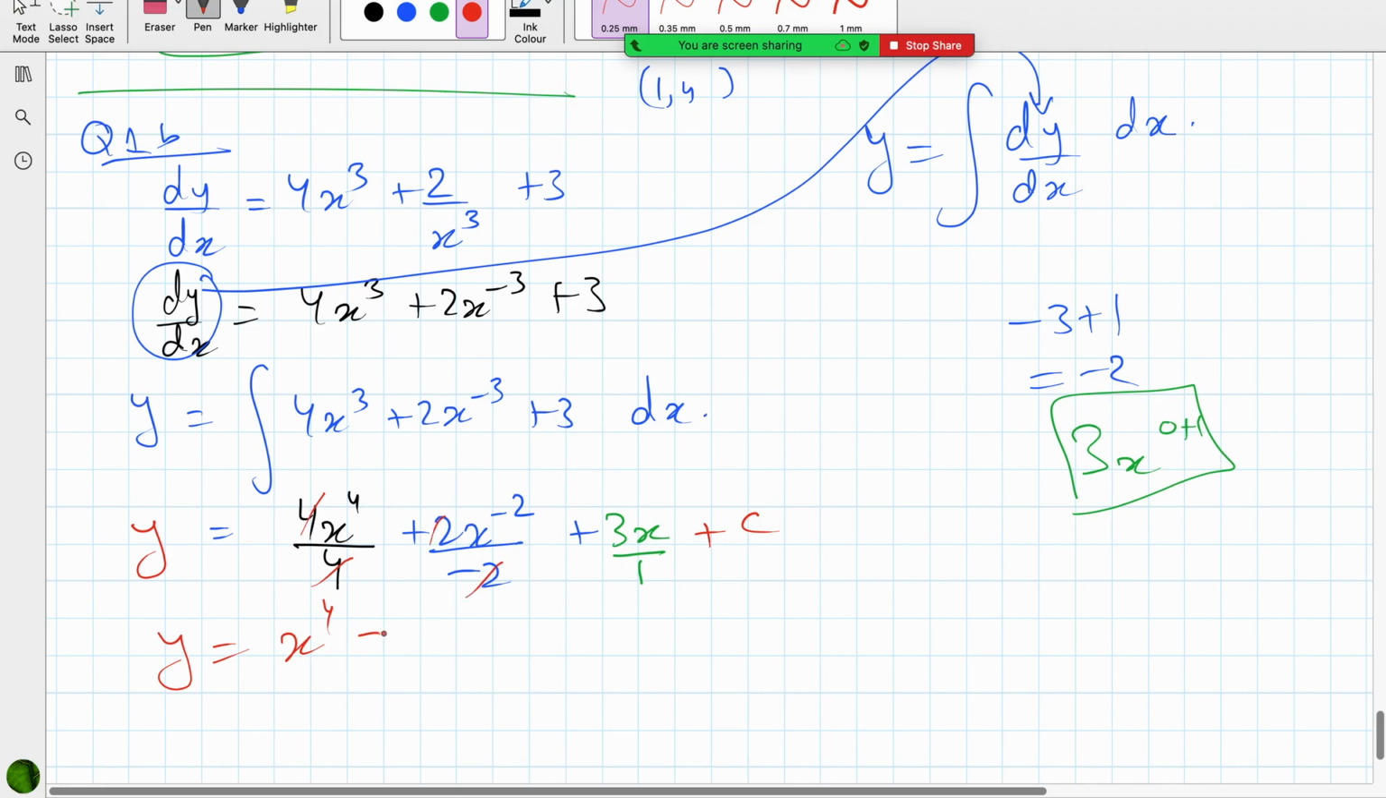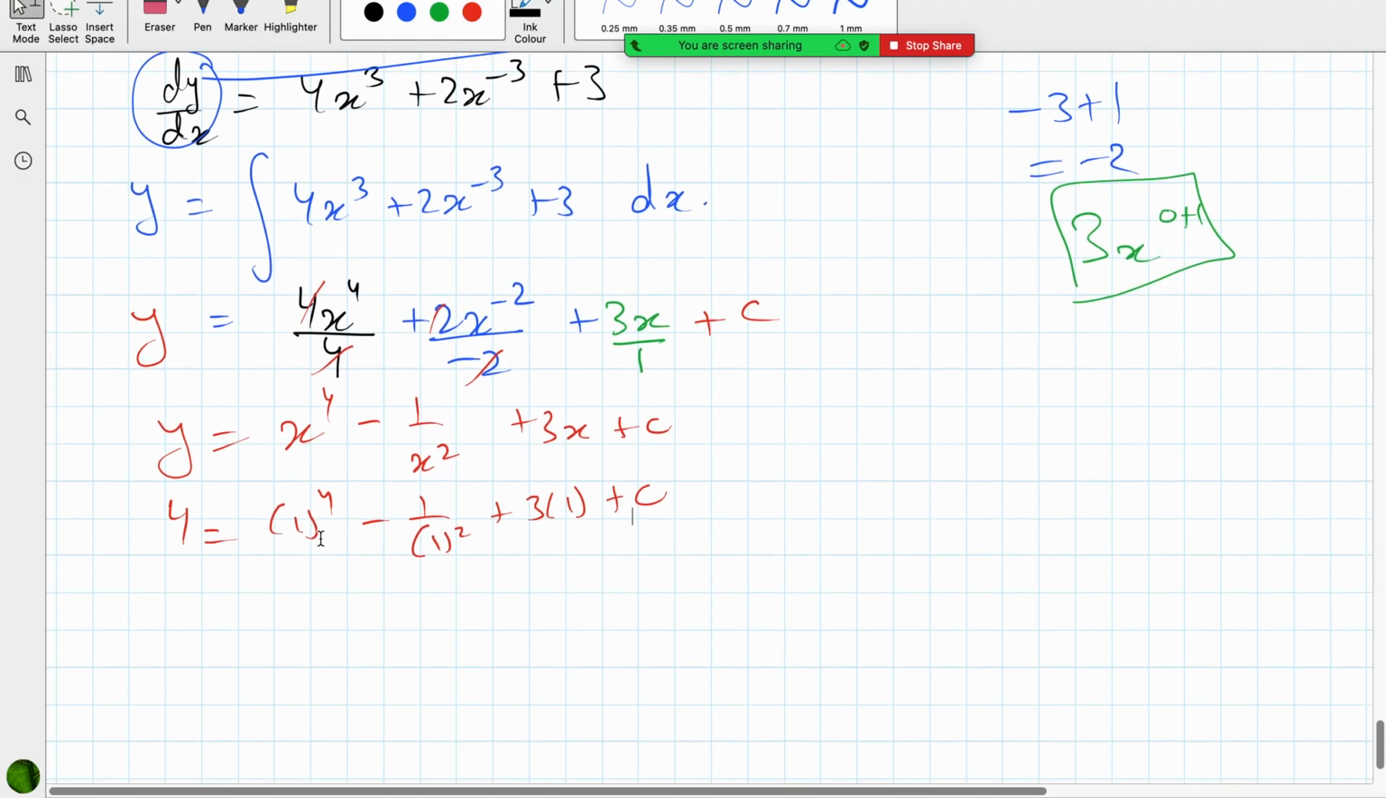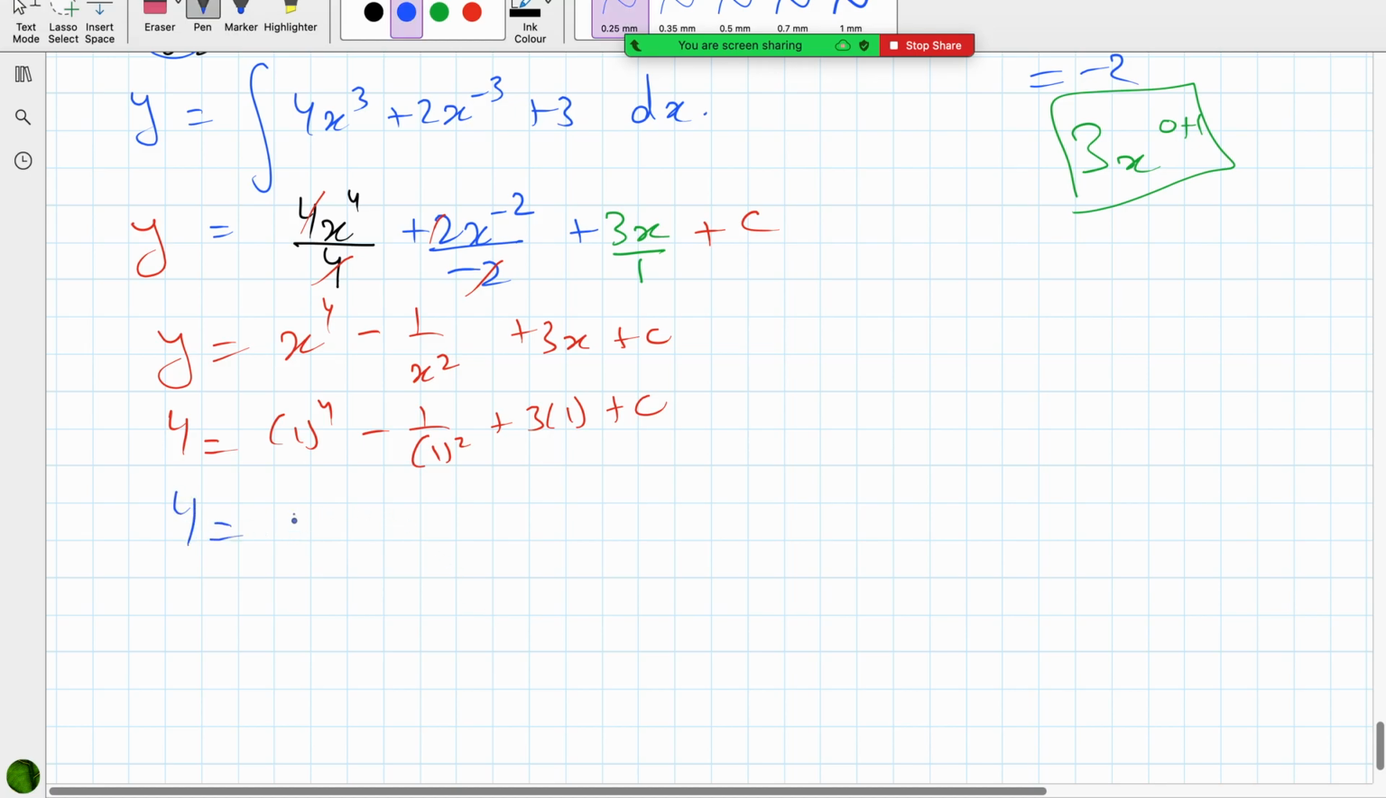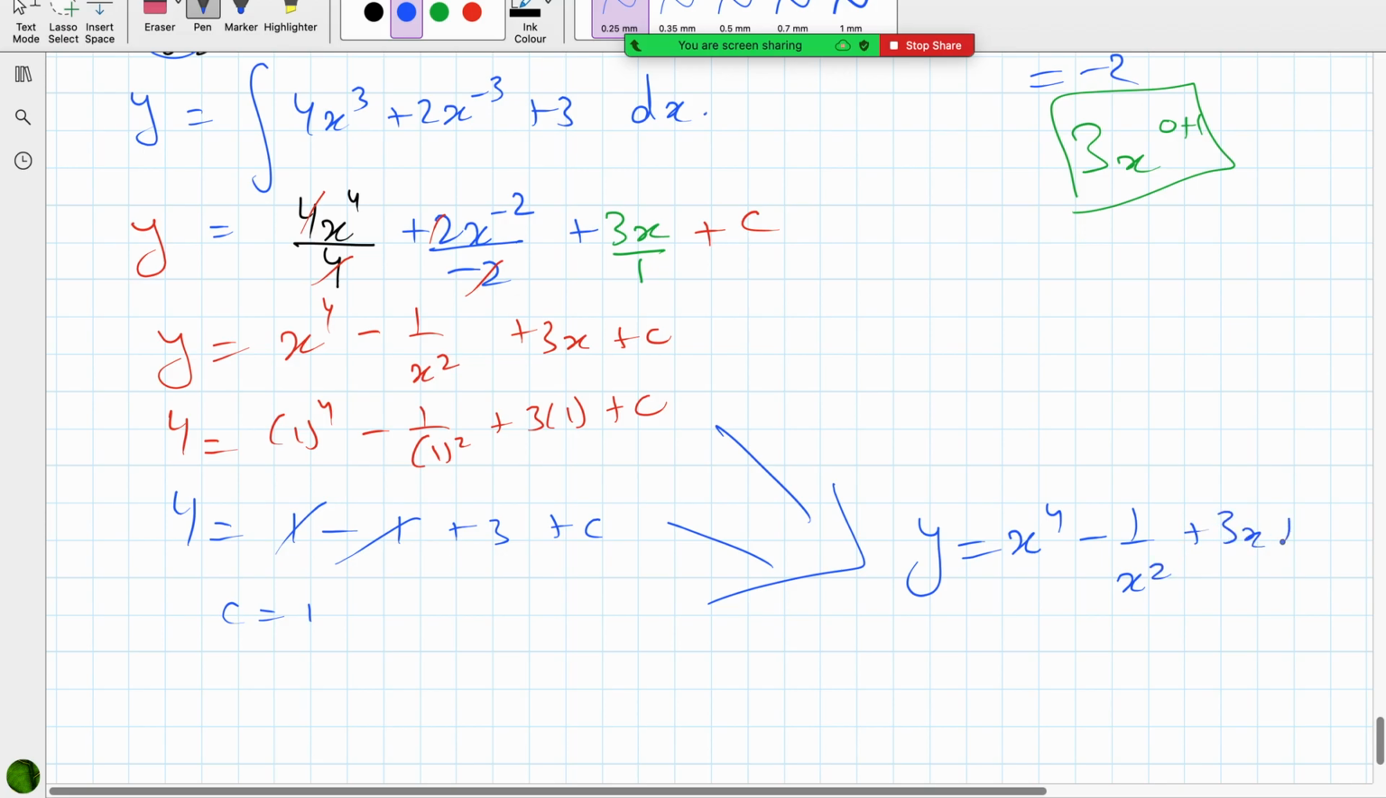Now this is negative 1 over x squared plus 3x plus c, and we know that it passes through (1, 4). Y is 4 and x is 1. So 4 is equal to 1 minus 1 plus 3 plus c. So c is equal to 1, and your final equation is y is equal to x to the power 4 minus 1 over x squared plus 3x plus 1.